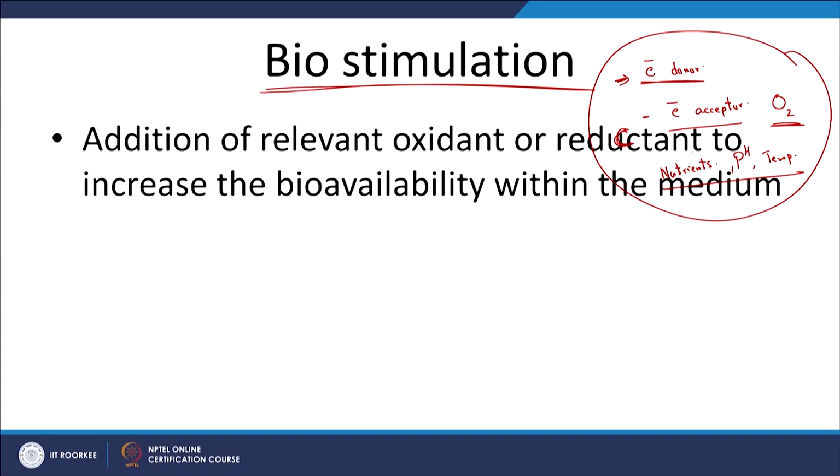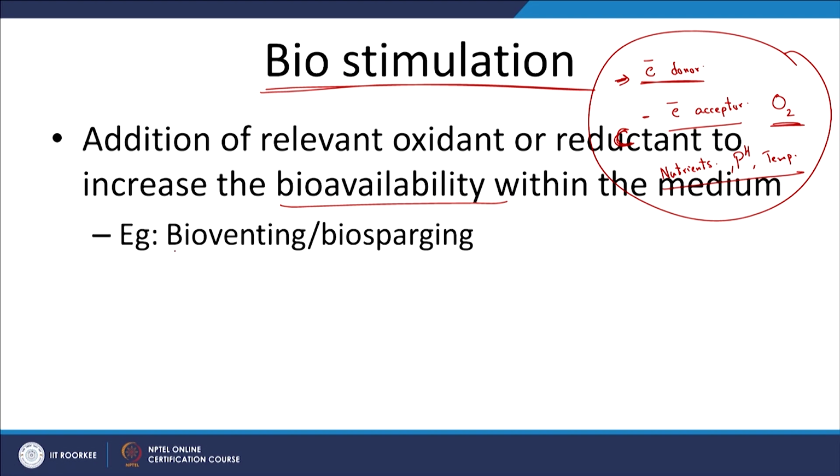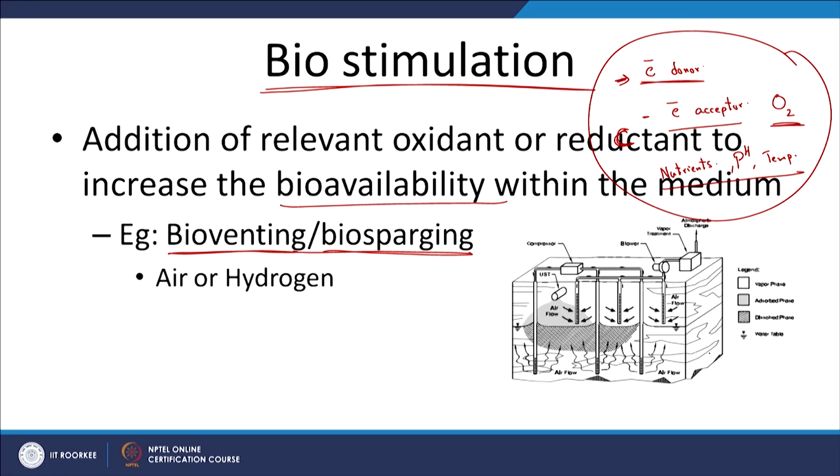So obviously here what do we have? Addition of relevant oxidant or reductant and such to increase the bioavailability within the medium, right? And in that context we typically have bio-venting or bio-sparging. If it is in the vadose zone or such, bio-venting, sparging in the, what do we say, the groundwater and such. And I believe I have a graph here, okay, I have a particular schematic here.